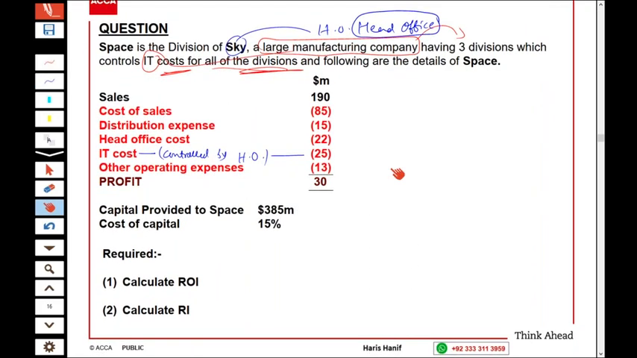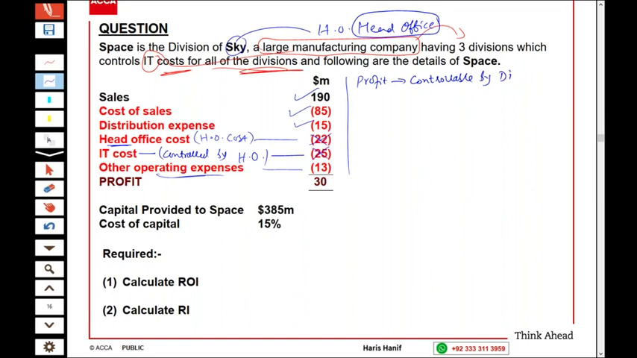Now see that there's a sale. Yes, it's a factor. Cost of sale, distribution expense, and this is written head office cost. This is head office cost, and these two costs should not be included while calculating the profit figure. And these are other operating expenses 13. So how will you calculate the profit for the division? That is profit controllable by division.